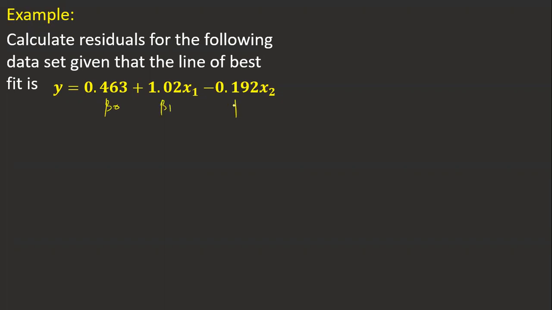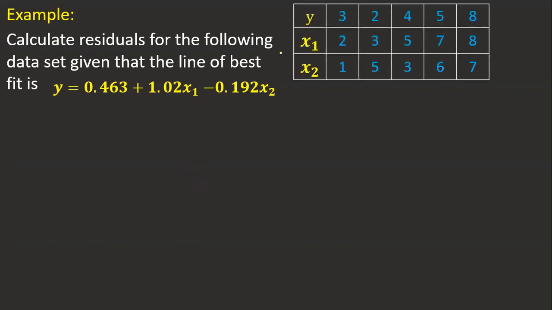X1 I'm going to substitute. This is the value of beta 2. This is what I'm going to find out. Now, for this particular equation, how to calculate the residuals? We'll be having a value of Y, value of X1, and value of X2 to calculate this. So what will be the data set? I'm going to give the data set. This is the value given already. Y is 3, 2, 4, 5, and 8. This is the value of the equation already fitted here.